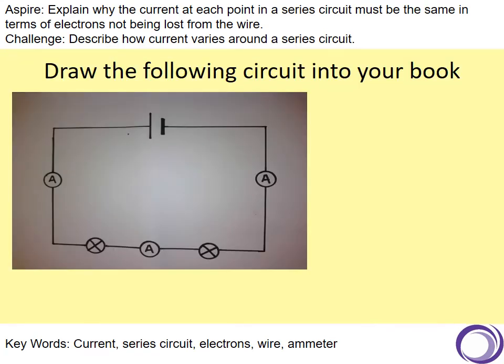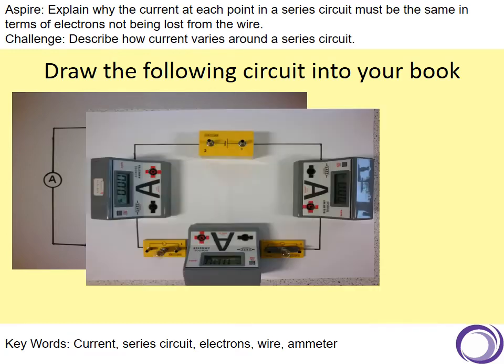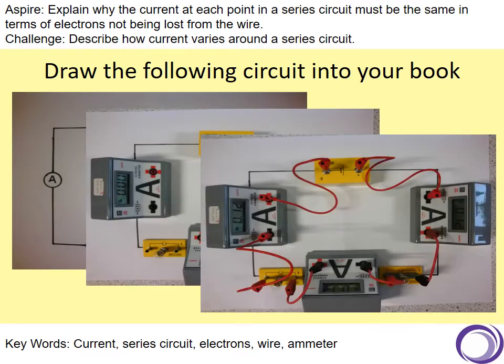So in a box we should have a diagram similar to this for the second circuit, where we've got 3 ammeters and 2 bulbs. The components in the science lab would look similar to this, and then if we connect them with wires it would look like this.